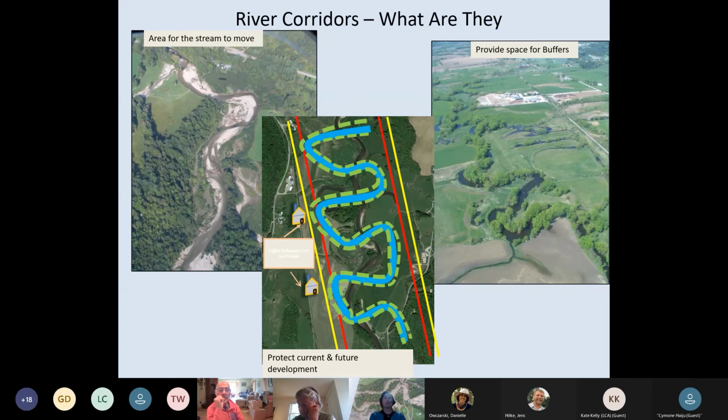So what are river corridors, and why use them to promote flood resiliency? Because much of Vermont's damage is due to erosion, and our National Flood Insurance maps don't account for this type of damage, we need a different way to look at this type of flooding event and damage.